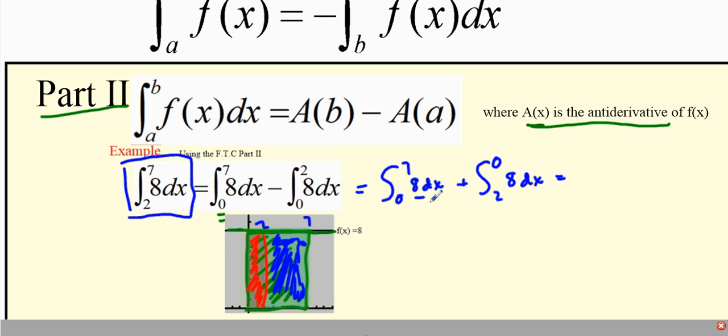Well, now since I have the same function and I have the c value right here, lower and upper, I can actually combine this into the integral from 2 to 7 of 8 dx, which I'm looking for right here. And there you have it. The fundamental theorem of calculus part 2 is, if you take the upper limit area, so the larger area, minus the smaller area, you get the area from A to B. Does that make sense? I think it pretty much does.